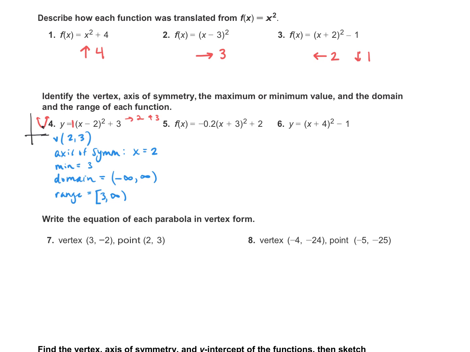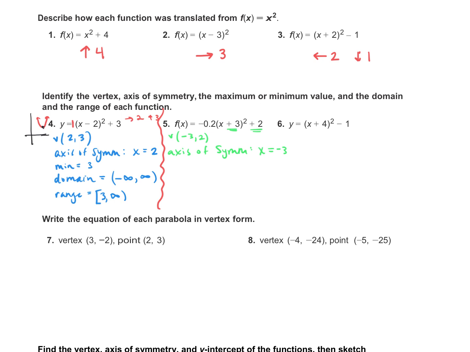Okay, so number 5, we're just going to run through a little bit faster because I did more explaining on that one. Our vertex is going to be at -3, +2. The axis of symmetry is x equals that -3 from our vertex. Remember, axis of symmetry is the vertical line that goes through this point, cuts your parabola in half.